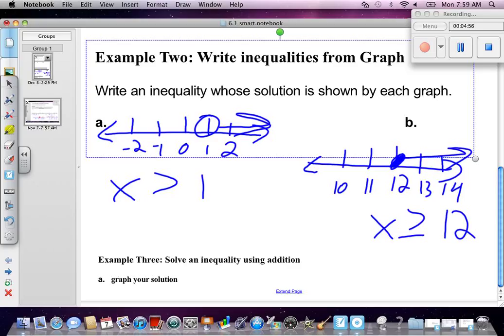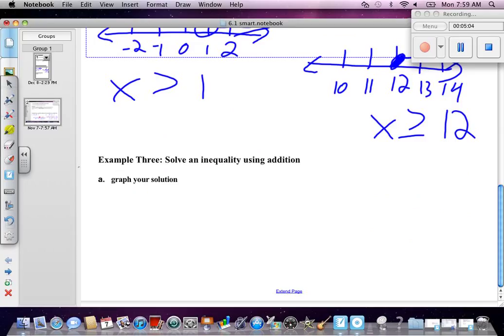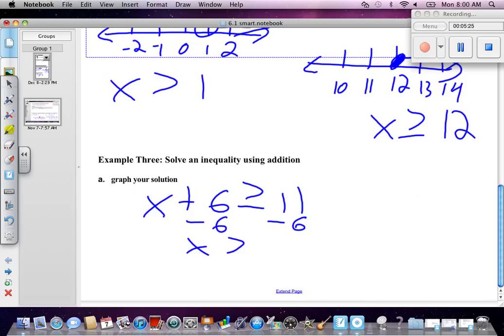All right, now we're going to solve some. So we've got x plus 6 is greater than or equal to 11. How am I going to get x by itself? Mark, you want to try? You gotta subtract. What's the opposite of adding? You gotta subtract 6 from 11. So we get x is greater than or equal to 5.